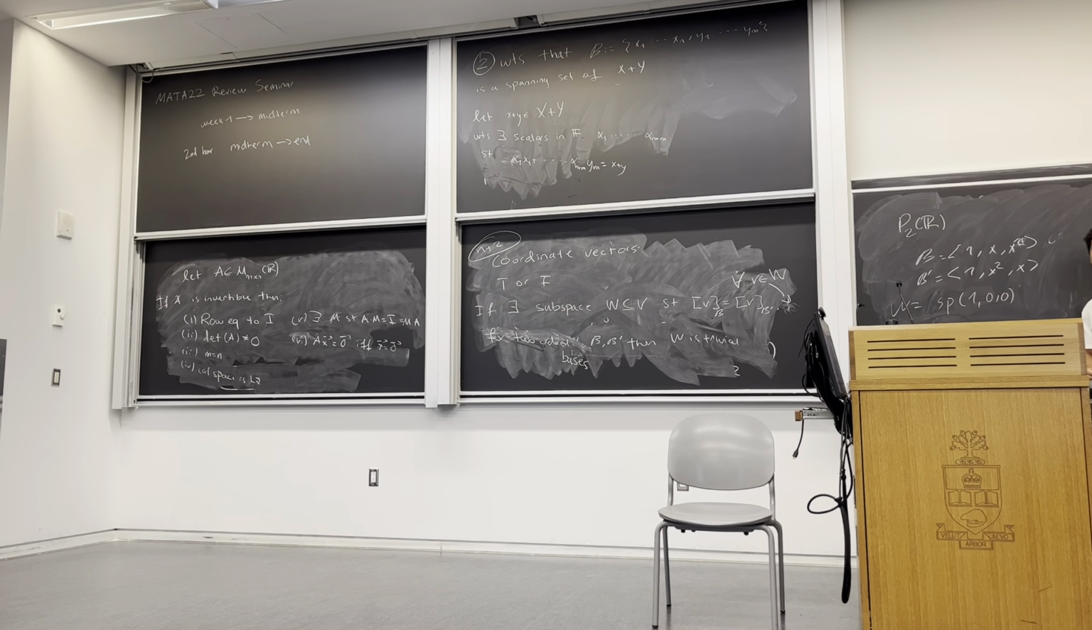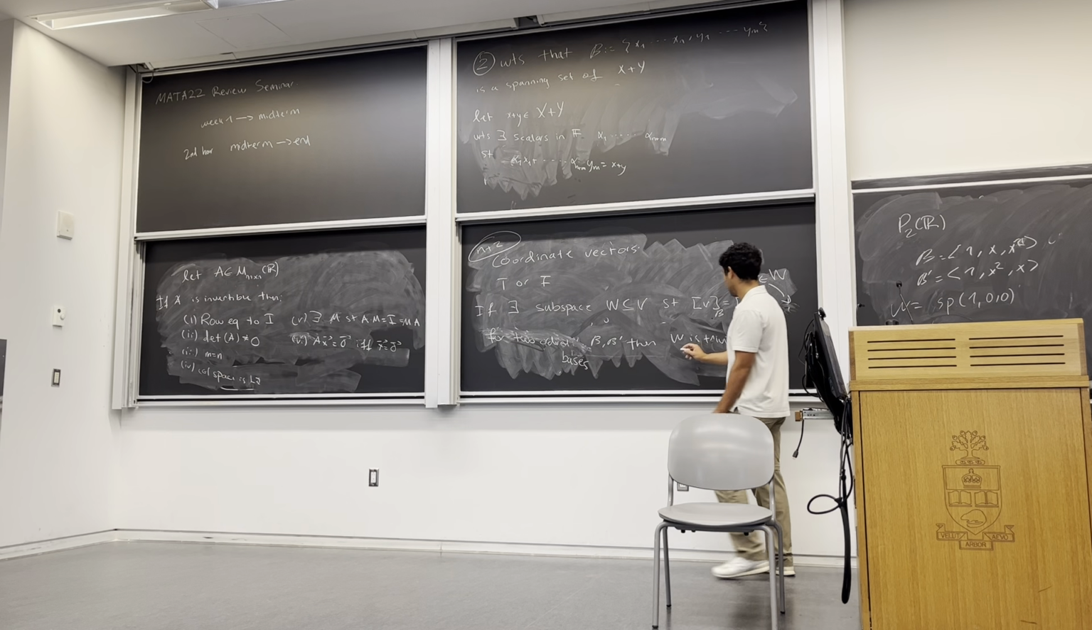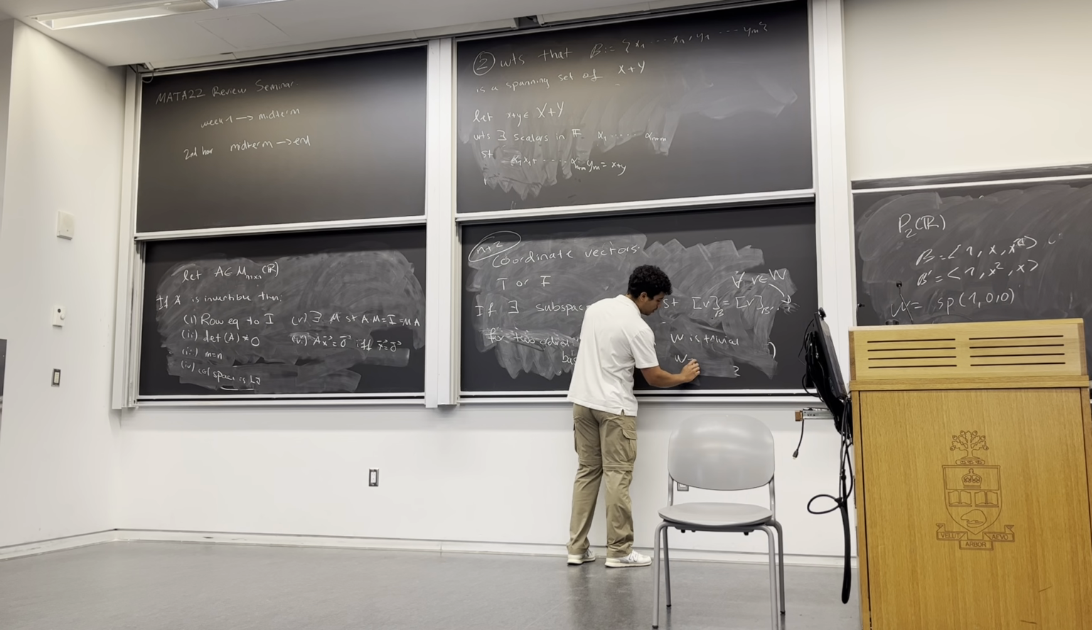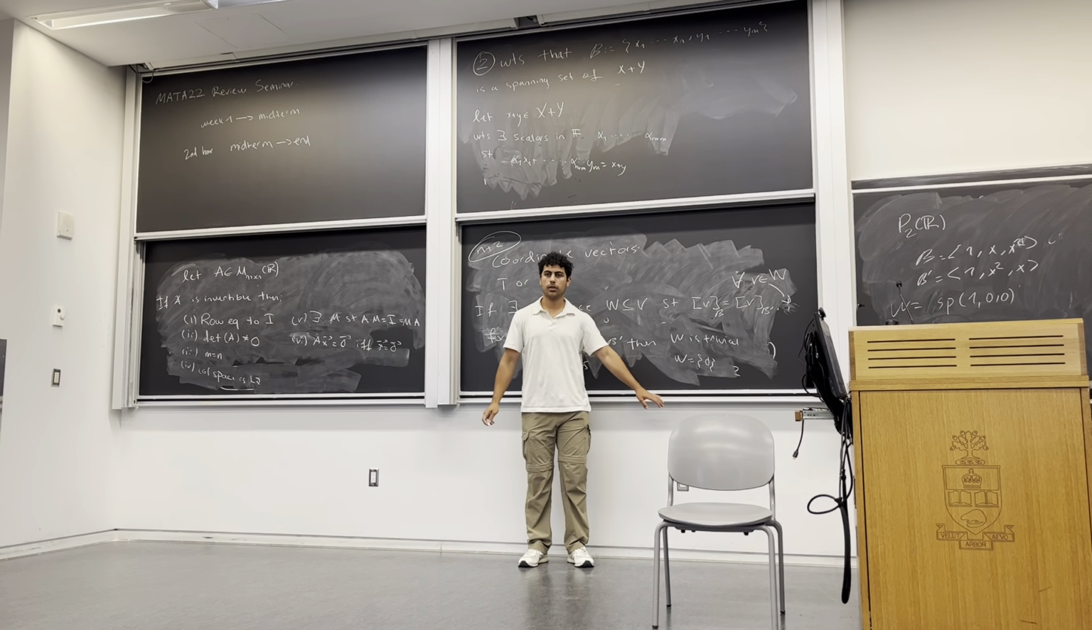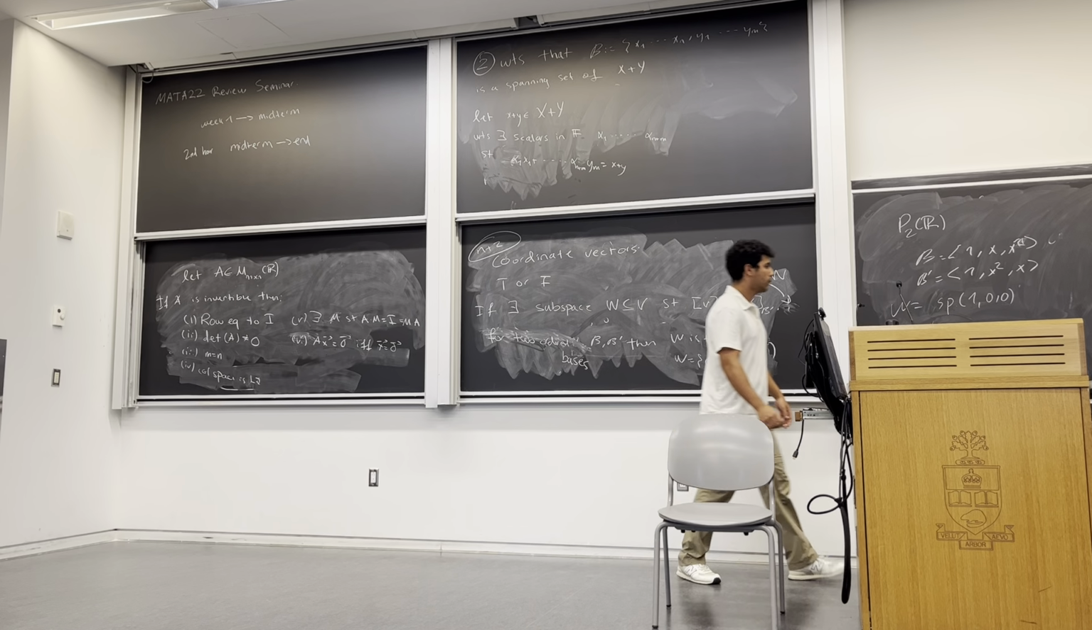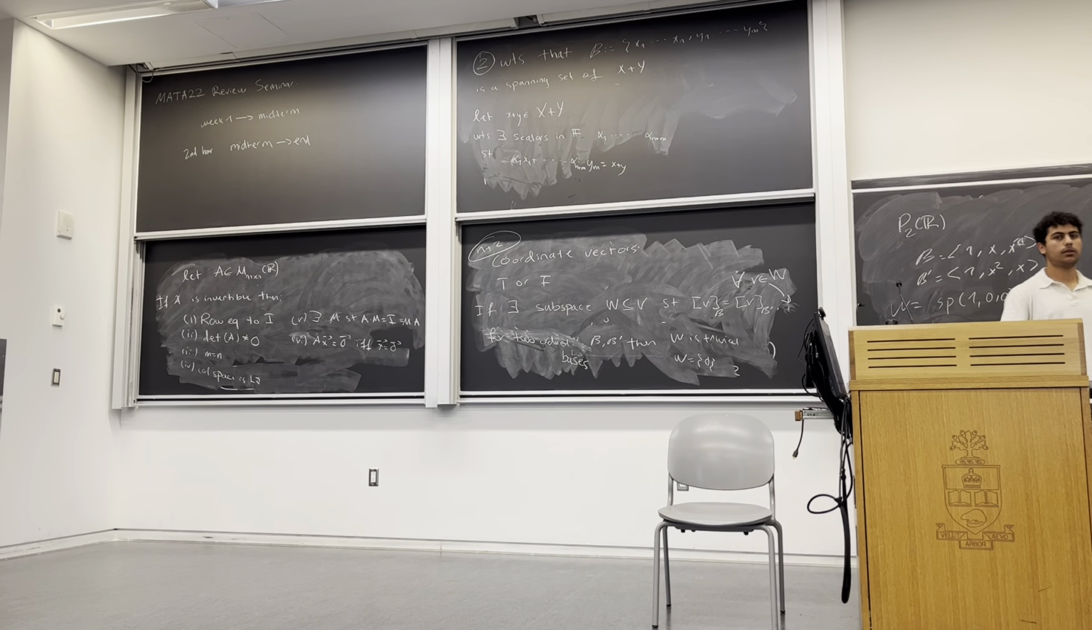Wait, what does trivial basis mean? Are we all good? Do we all understand what trivial means? Trivial means W is 0, W is just the zero subspace. That is what trivial means. How do we get W as the span of (1, 0, 0)? Yeah, I'm saying there exists a non-trivial subspace.